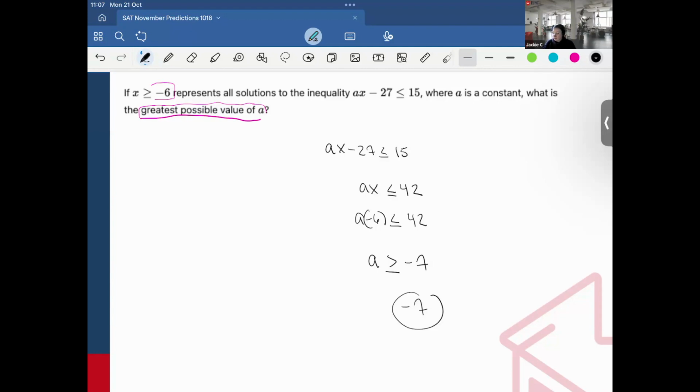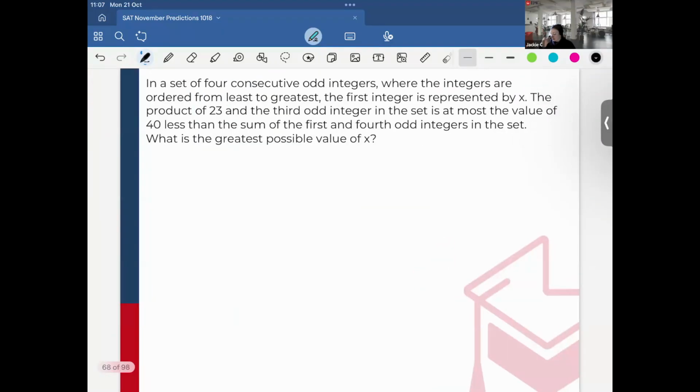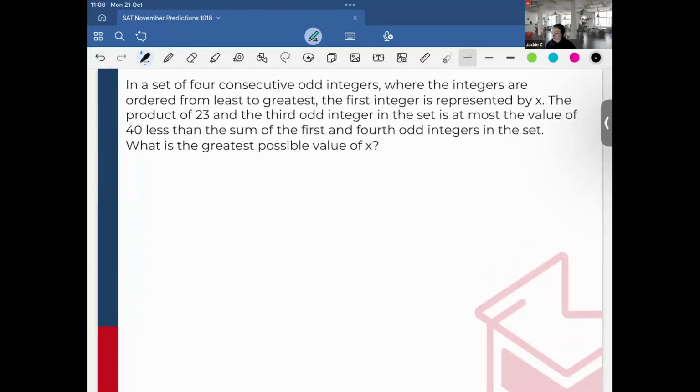So remember, if it asks for the greatest possible value of a, for me to find the greatest value, I want to take the lowest possible value of x, in this case -6. If it asks for the least possible value of a, then I would look for the maximum boundary of x, which I can't determine in this problem, but for a different problem that could ask that. Okay, continuing our journey.